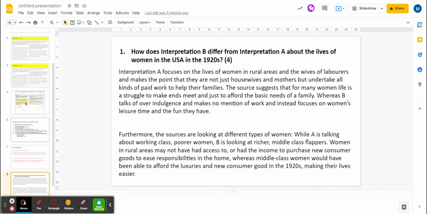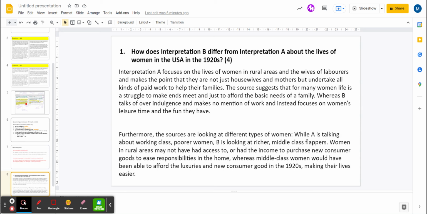It says interpretation A focuses on the lives of women in rural areas and the wives of labourers, and it makes the point that they are not just housewives and mothers, but they undertake all different kinds of paid work for their families. The source suggests that for many women, life is a struggle to make ends meet and to just afford the basic needs of a family. Whereas B talks about overindulgence and makes no mention of any work, and instead it focuses on women's leisure time and the fun that they have. So it's directly comparing those two interpretations and what they say the main focus of women's lives was.